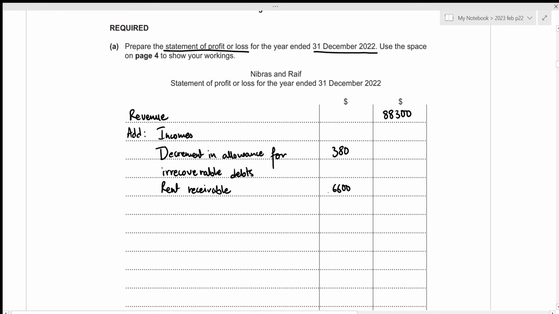So this concludes all of our income. So let's figure out the total by adding these two amounts. So that's 300 plus 6,600, which results in 6,980. All right, now we can move towards our next section, which would be to subtract all of our expenses.